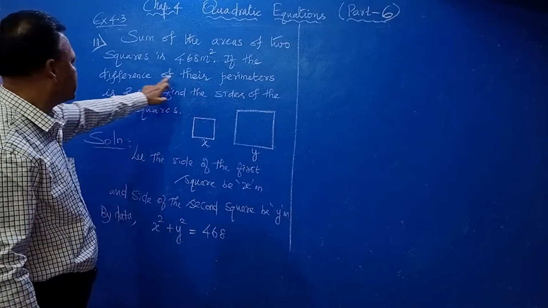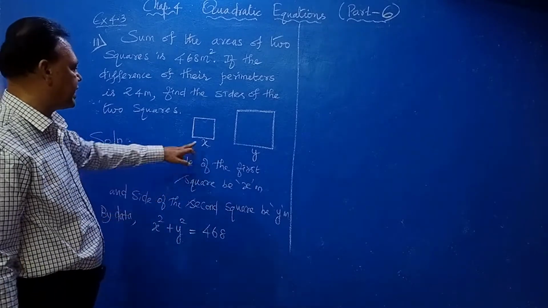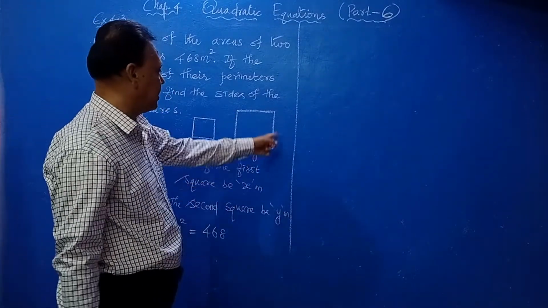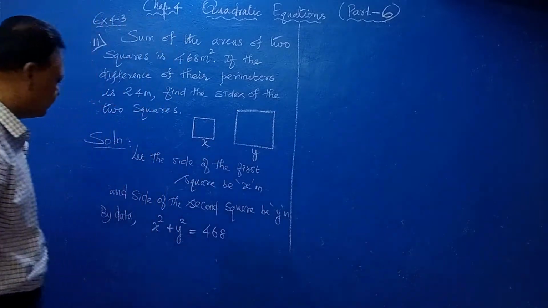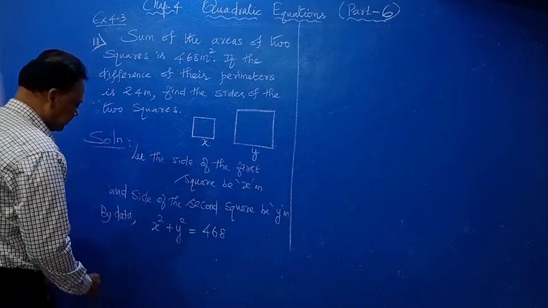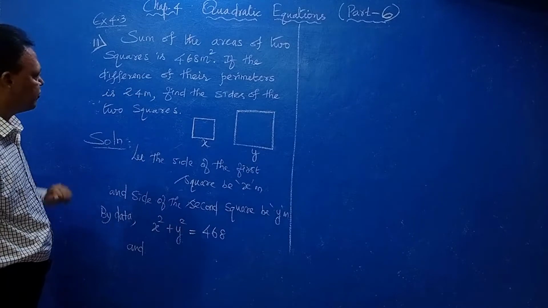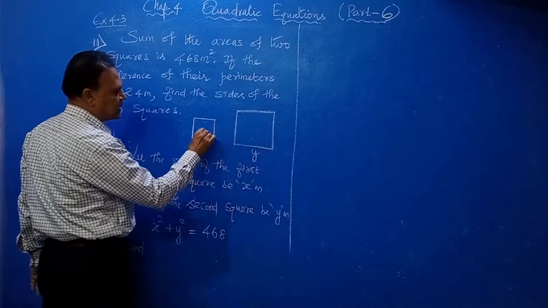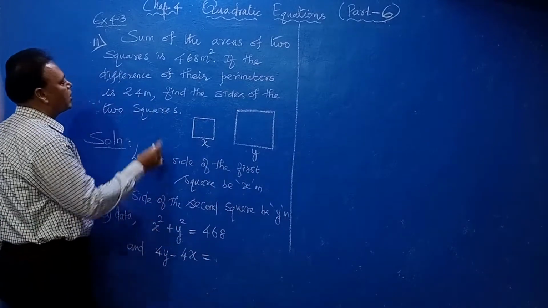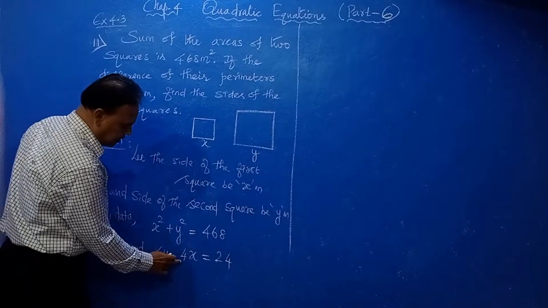Next, the difference of the perimeters. What is the perimeter of a square? 4 into side, 4x for this, and this one is 4y. So while taking the difference, you have to take bigger perimeter minus smaller perimeter. That is very important. Clear? And the difference of the perimeters is 24 meters. That means 4y minus 4x is equal to 24.